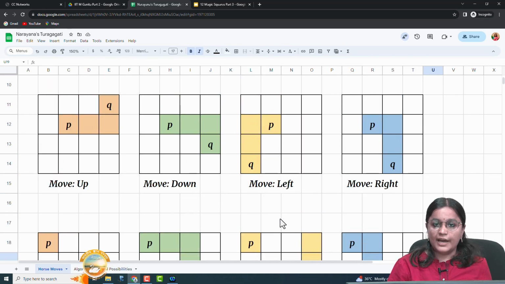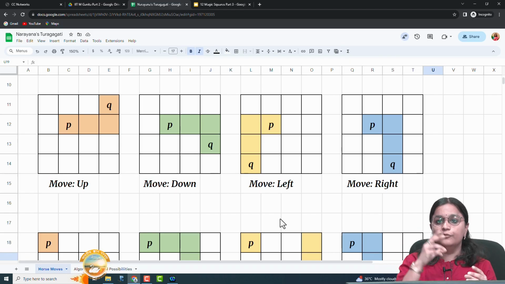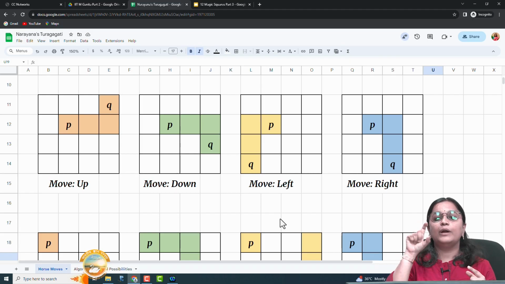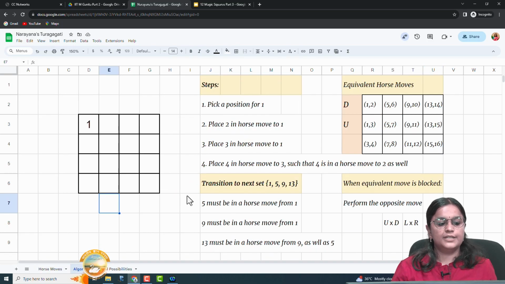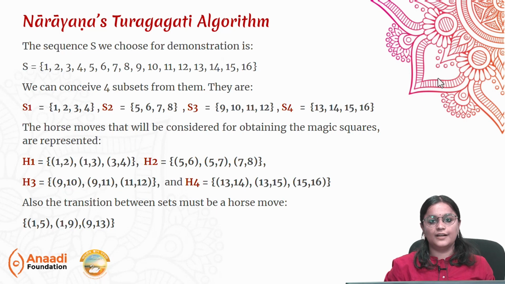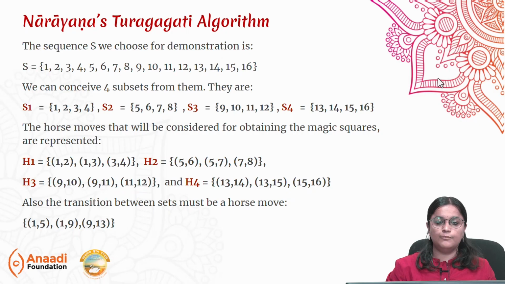Now, with clarity on how the horse moves within our square with our starting point fixed, we will try looking at the algorithm which Narayana Pandita has given in his text. Having learnt how the horse moves and seeing the different ways in which it can move inside our magic square, we now come back to our original sequence which we had decided. The sequence is very important because it will be the constituent numbers of the magic square which we construct.